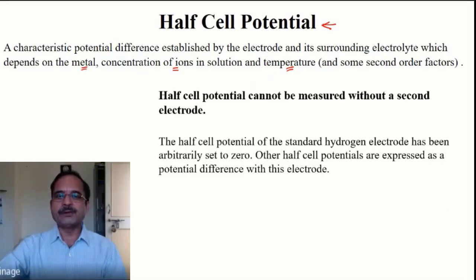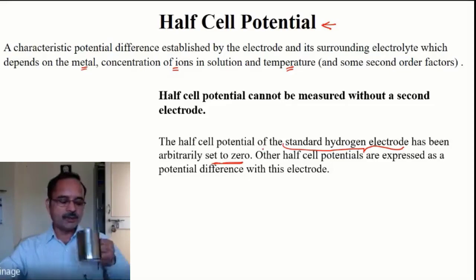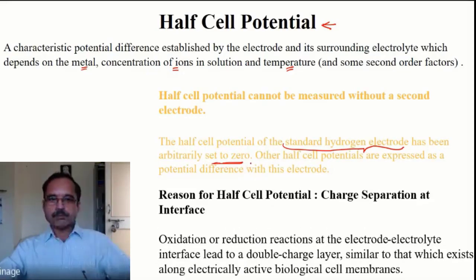Half cell potential cannot be measured without a second electrode. To measure this half cell potential, we always need two electrodes. Usually the hydrogen electrode is used as the standard reference electrode. The potential produced by the hydrogen electrode is assumed as a reference, and it is arbitrarily set to zero. So with reference to hydrogen, we measure the potential induced by the other types of electrodes.